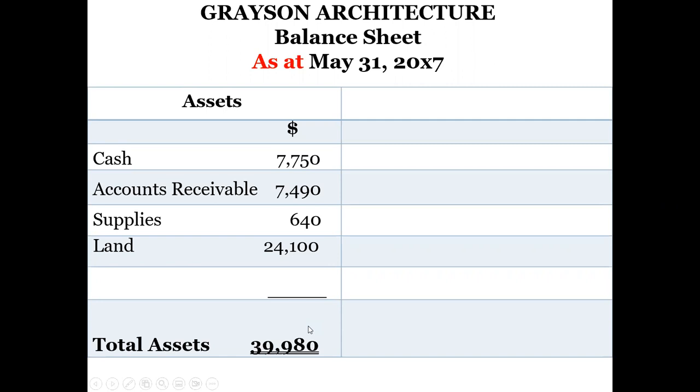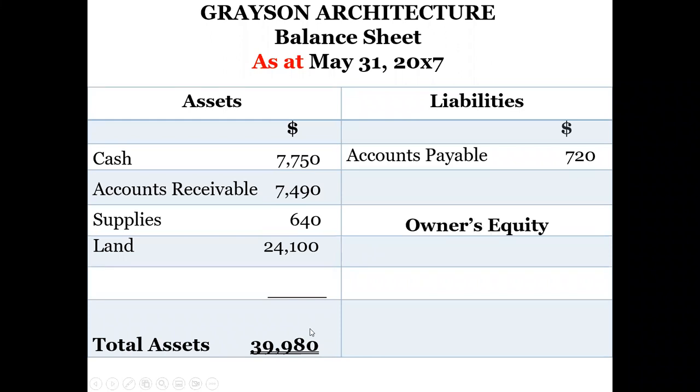Let's go to the other side of the T now. Liabilities. We have only one liability. Remember, I pointed it out to you already. Accounts payable, 720. So now, owner's equity. Our owner's equity, guys, we just go back to the statement of owner's equity, and we're going to pick up the figure from that last line. B. Grayson Capital. And that date, Grayson's capital was 39,260.